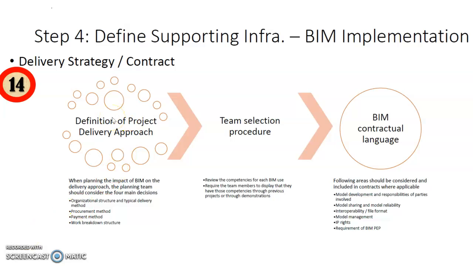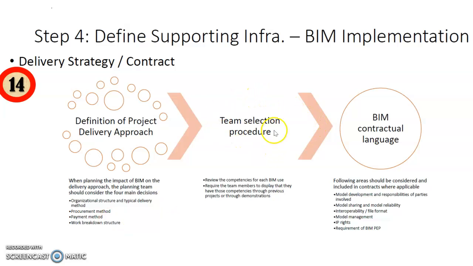Lastly, we also will need to come up with a strategy in terms of how we want to deliver the project. So you need to have a definition of the project delivery approach. Typically, we'll be looking at the organizational structure. How are we going to deliver? Is it design-bid-build, or is it just a schematic design? What exactly are we doing for the client? Or what is the procurement method? The method of payment and the work breakdown structure that we will be adopting.